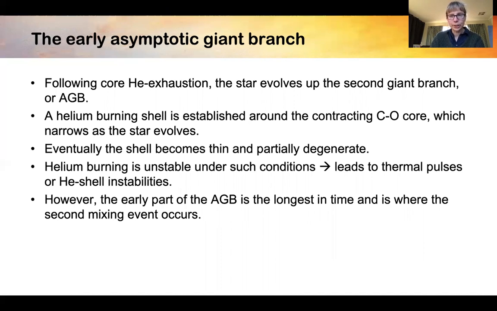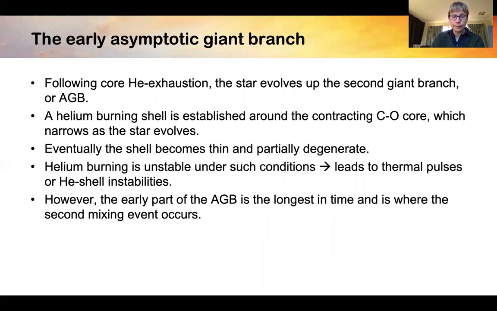We have structural changes. At the end of the main sequence, a hydrogen-burning shell is established around the inert helium core. In this phase, we have a helium-burning shell established around the contracting CO core. This helium-burning shell narrows as the star evolves. Eventually, the helium shell becomes thin and partially electron degenerate. Helium burning is unstable under such conditions, and this leads to thermal pulses or helium shell instabilities.